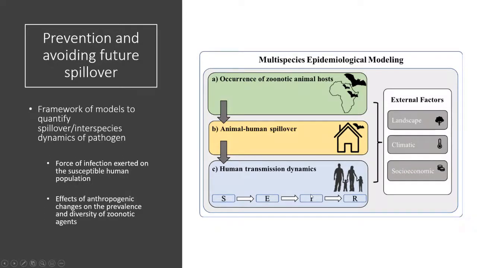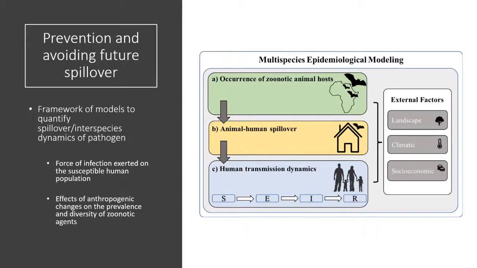So as veterinarians, where do we stand? We really need to understand that, especially at these two stages, the occurrence of zoonotic diseases in animal hosts and the animal-human spillover, is where the field work, the wildlife veterinarian's job, is very crucial. To understand all these systems, we really need to have great data from the field that can go into these models, that can help us understand and develop these models, and even test some of these models in the field.